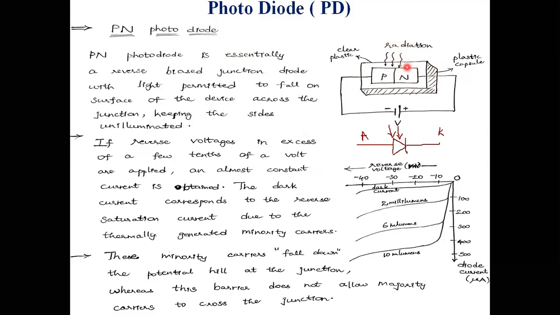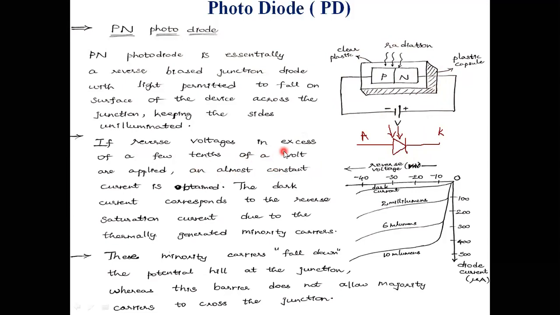This is the p type material and n type material, and the junction is forming here. Across the junction light radiation is given, and this is the covering of clear plastic, which we can call the plastic capsule. Thereafter the p type material is connected to negative, and the n type semiconductor material is connected to positive. This bias condition is known as reverse bias condition. This is the symbol for the photodiode.